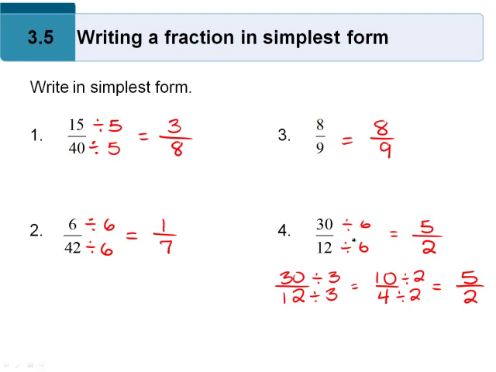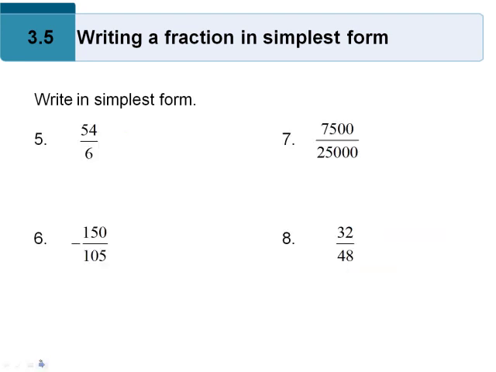So if you don't see 6 right off the bat, remain calm. You will get the final answer. You'll just have to reduce 2 times. All right, so look at number 5, 54 over 6. You can divide, actually that divides out nice and even. 54 divided by 6 is just 9.